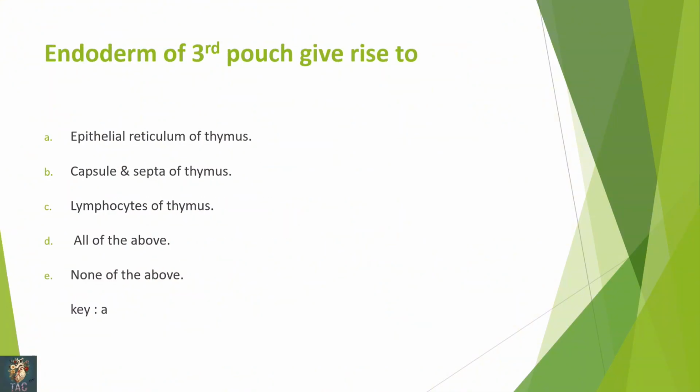Next MCQ: endoderm of third pouch gives rise to the epithelial reticulum of the thymus, capsule and septa, lymphocyte, all of the above, none of the above. So the correct option is that the epithelial reticulum of the thymus is derived from endoderm of third pouch.